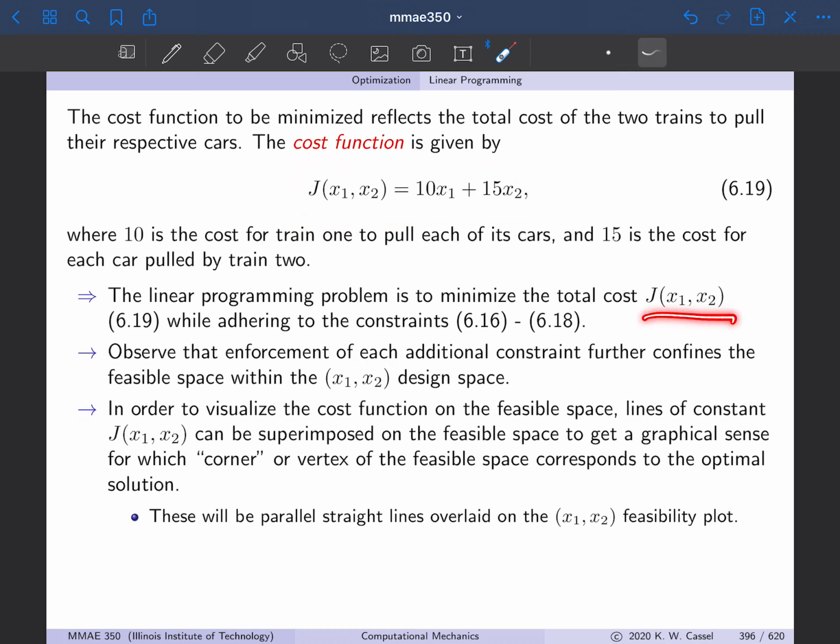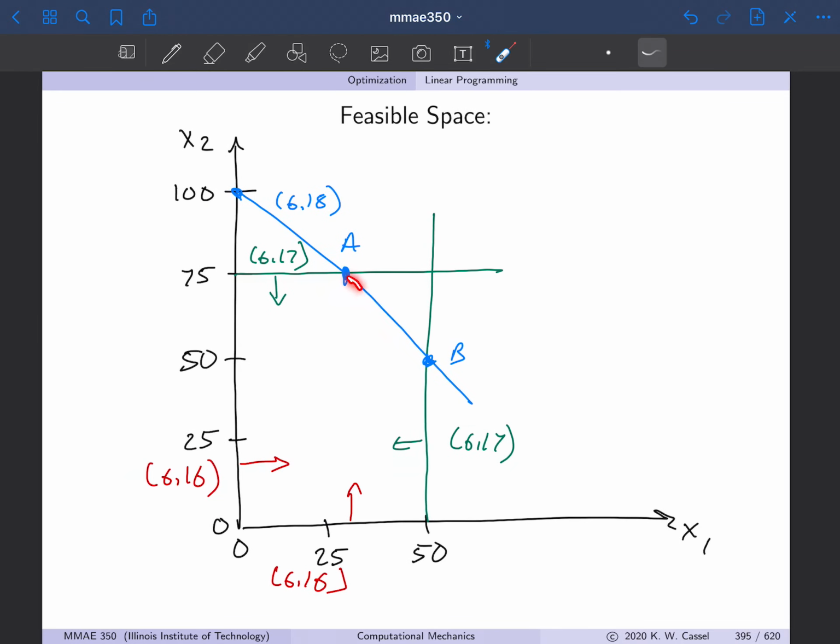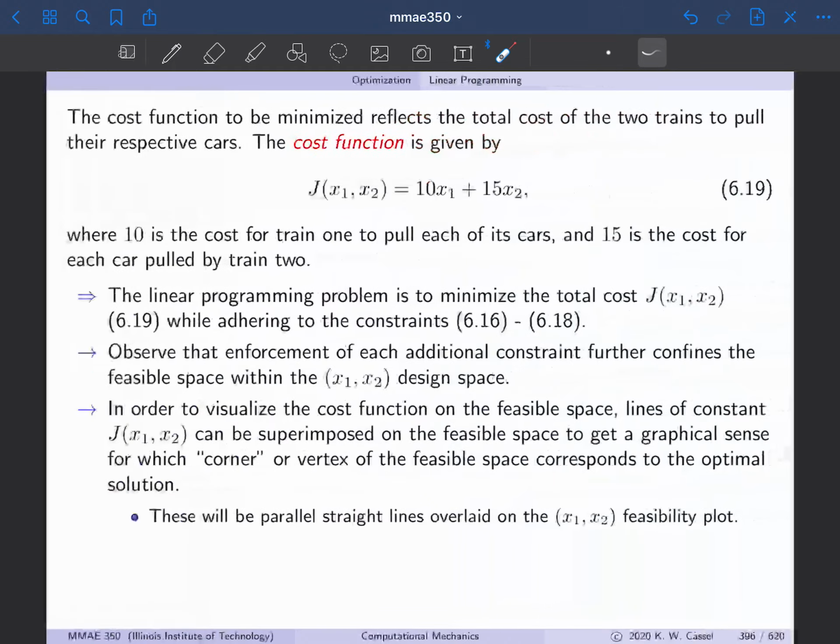Okay, so we have our J. It's a function of the two design variables x1 and x2, and we want to minimize that, but adhering to the constraints 616 through 618, which again, positivity, inequality constraints. Now, when you enforce these additional constraints, it further confines the design space, and that's what forms the feasible space until, as we said, we end up with just this line segment between A and B being our feasible space. It has to be somewhere along that line.